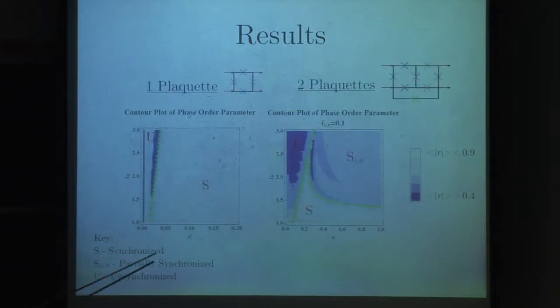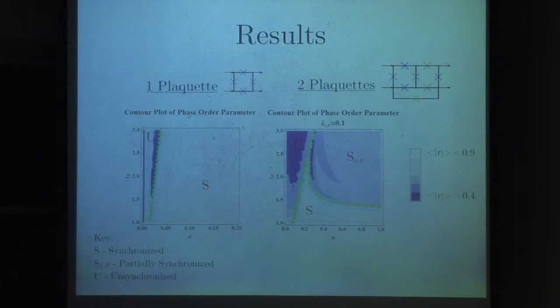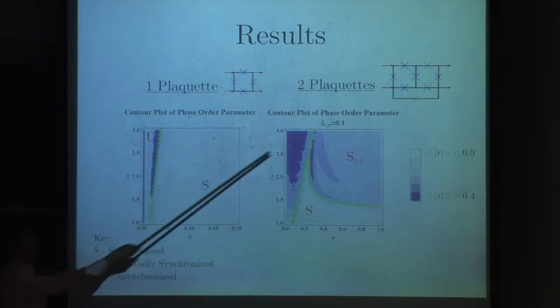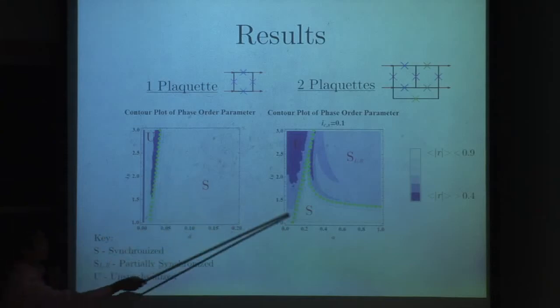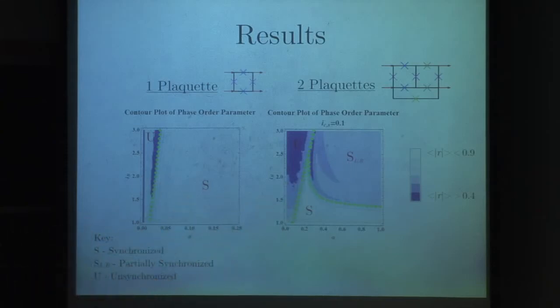So let's compare the 2 plots that we have. The first thing to take note of is that the x-axis is different. One is from 0 to 0.2, and the other is from 0 to 1. And we see that we still have the U region at the same area, and the S region is much smaller, and now we have another new region, which we label as S sub LR. In that region, we say the arrays are partially synchronized.